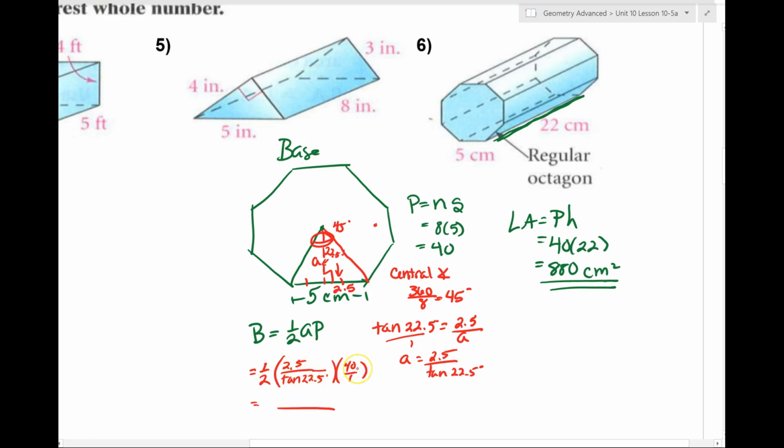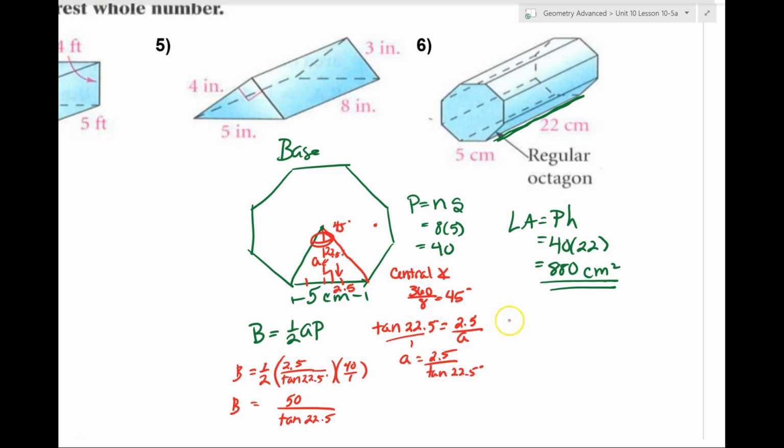I get 2.5 times 40. I do believe that ends up being 100. So 2.5 times 40 is 100. Divide that by 2. That ends up being 50 over the tangent of 22.5 degrees. So that's the area of the base. Now notice I haven't again plugged in the calculator because I want this to be as accurate as possible.